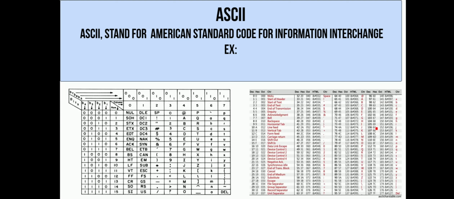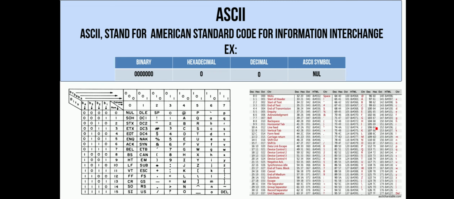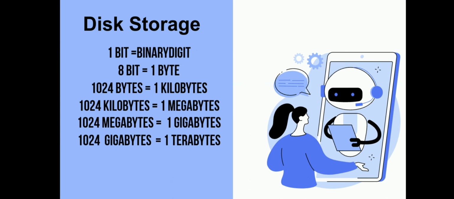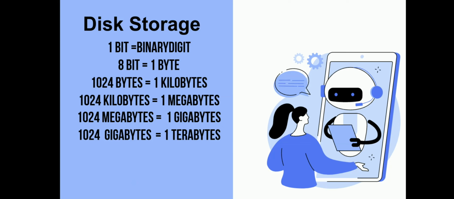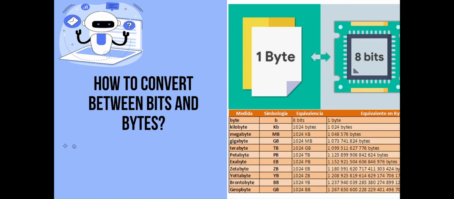computer manufacturers. This is an example of changing from binary to hexadecimal, the decimal, and the ASCII symbol. So next, this is an example of a change from bits to bytes. You can get some examples. After listening to the presentation, I will then present to you how to convert between bit and byte.